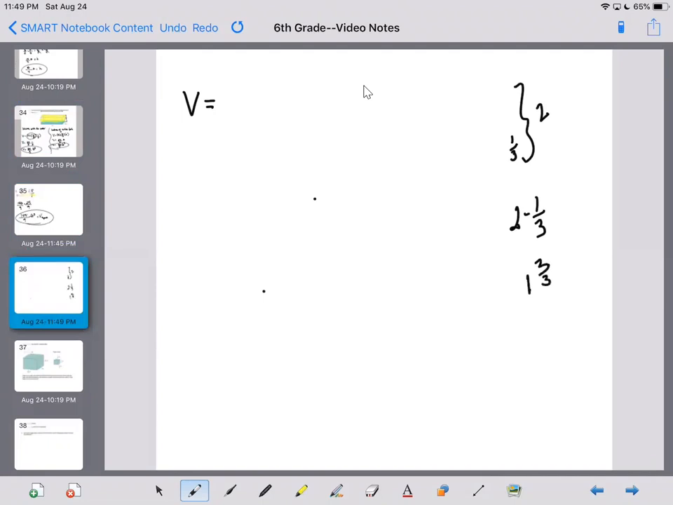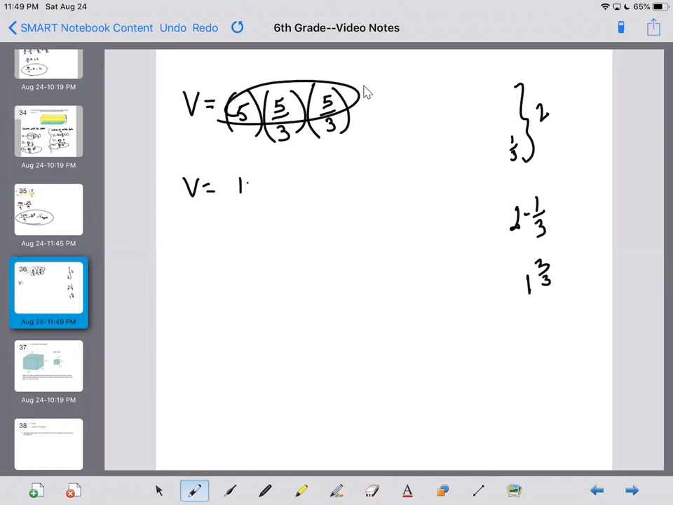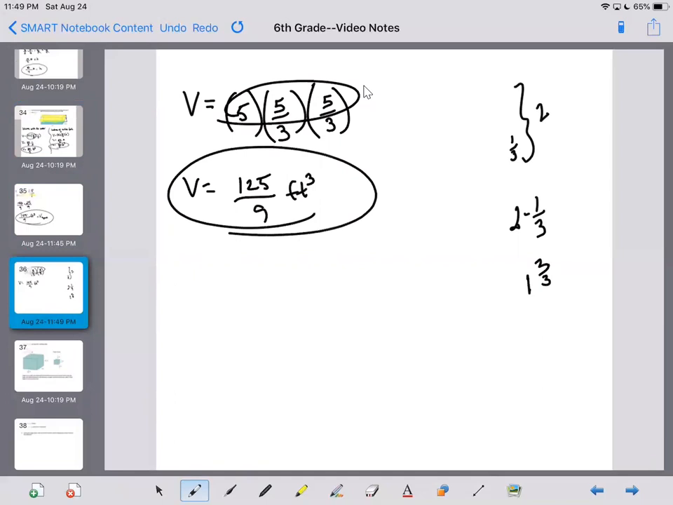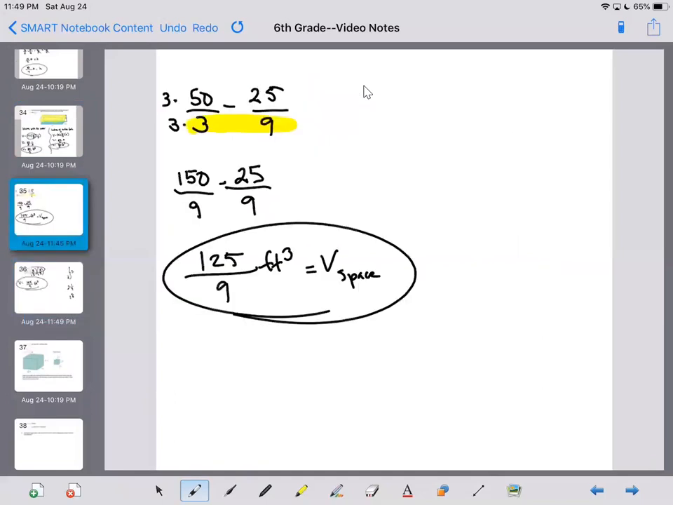So this is now looking at the space or the height of the space that we're looking for. So that would be 5 thirds as the height. And then the width would be another 5 thirds, which is 1 2/3. And then, of course, the length is 5. So if we multiply this together, we're going to get 125 ninths cubic feet, which is also the volume we found in the calculation before.